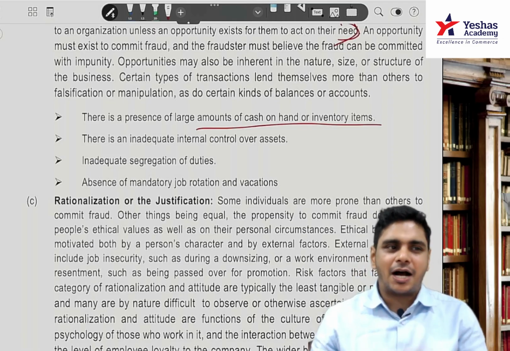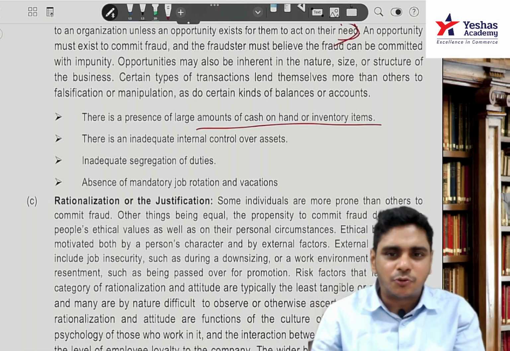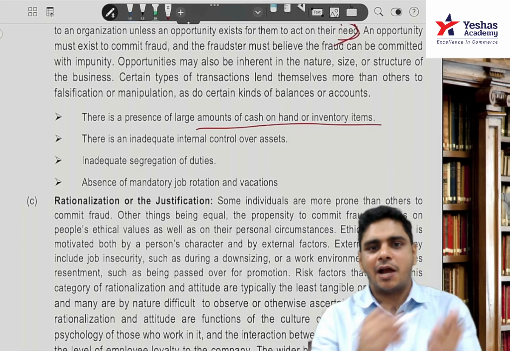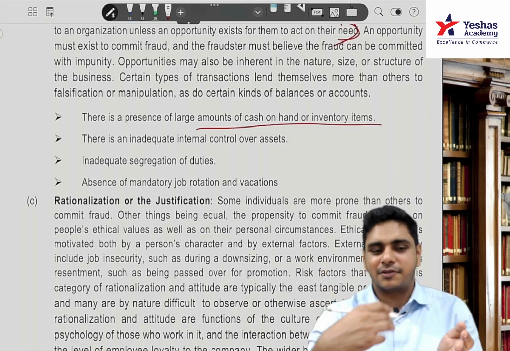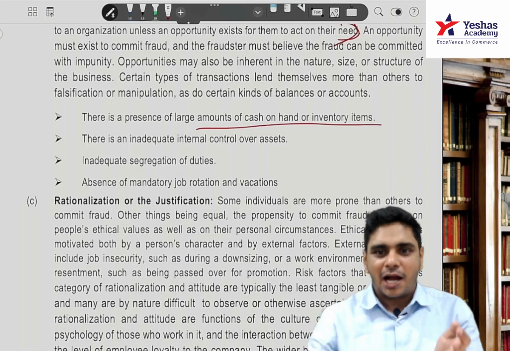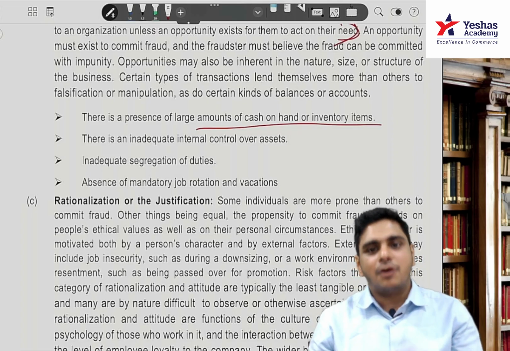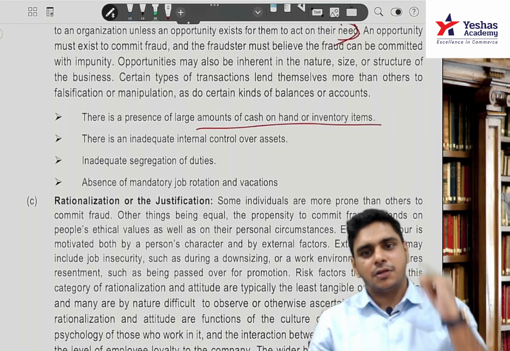Inadequate segregation. I am only receiving stock. I am only issuing stock. So obviously I will try to do a fraud. There's an opportunity. Nobody will check me, right? Excess of mandatory job rotation vacation. I have the attendance register, so I can manipulate it. I will sit at home and I will write that I am present in the company. I will create one dummy worker, my brother ka name, and I will take salary in his account. Opportunity is there because nobody checks it. So motive, opportunity.